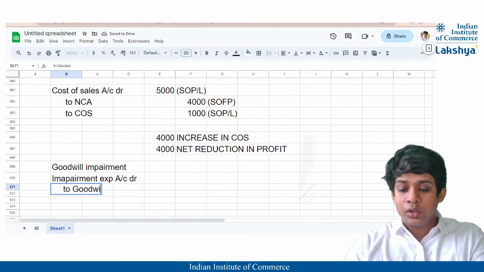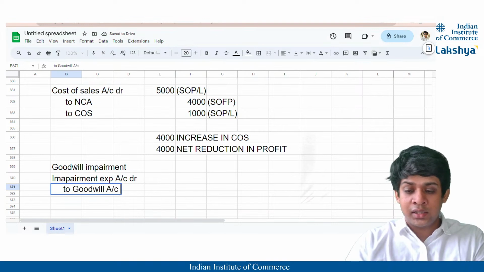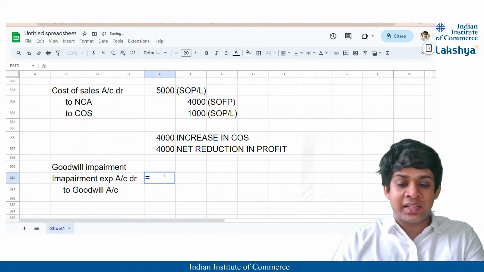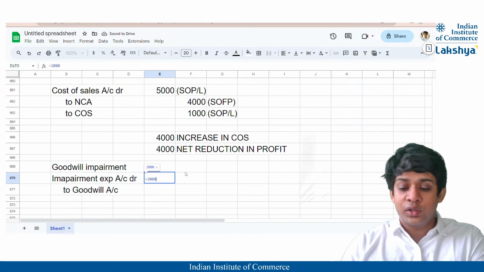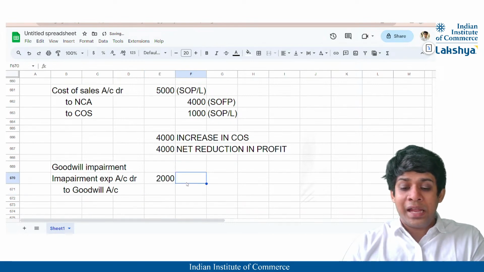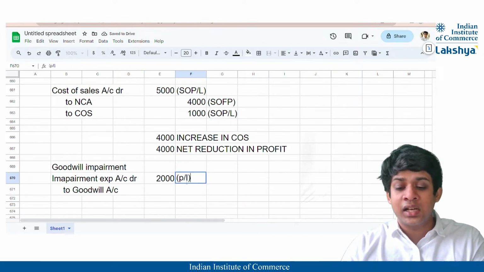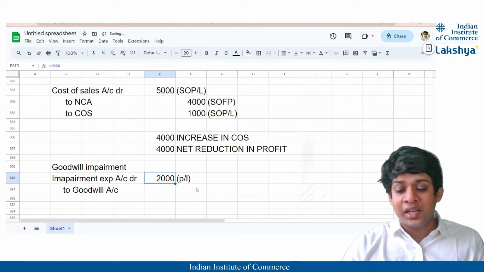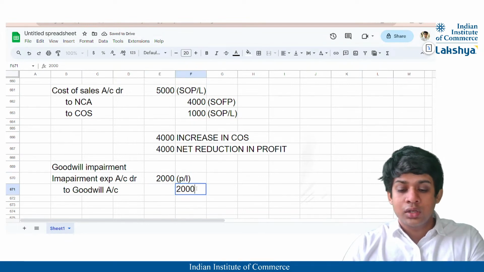To goodwill, right? Going down, because goodwill is an asset, it is going down by that value. Maybe say the impairment is 2,000. So in our P&L, what will be reduced as an expense? In our P&L, we will create impairment expense of goodwill as 2,000, right?